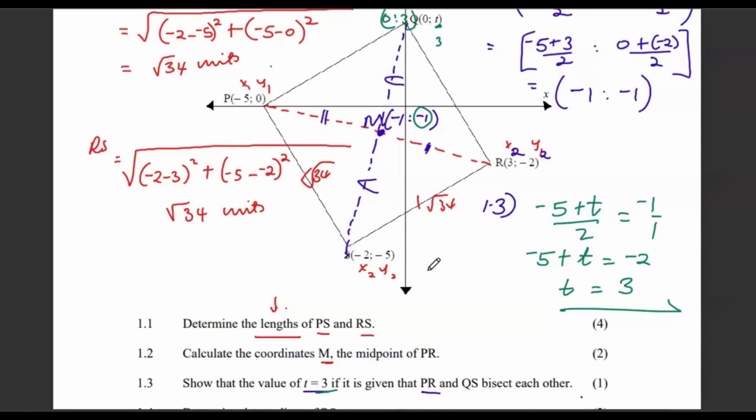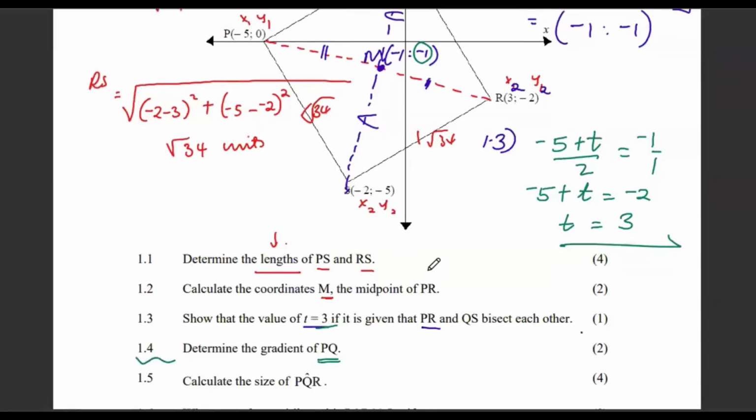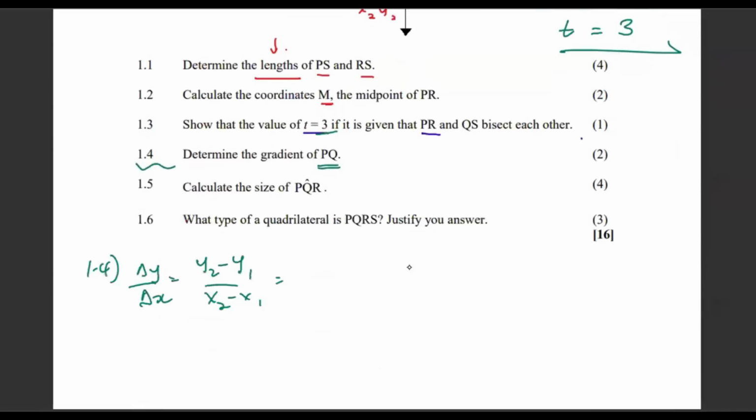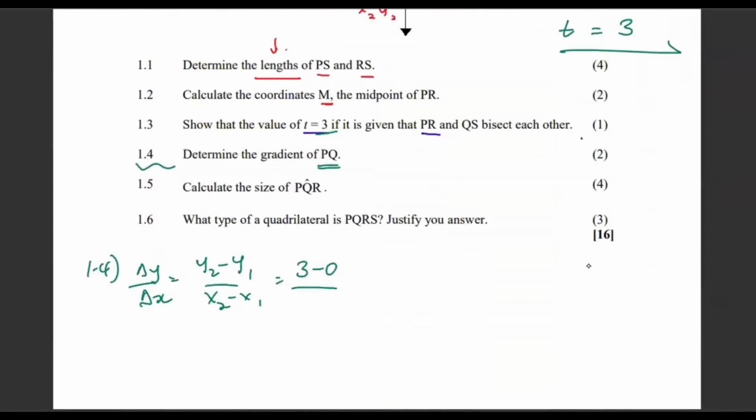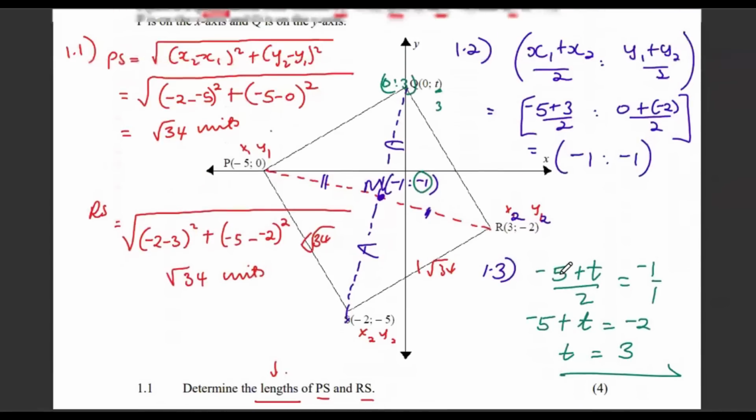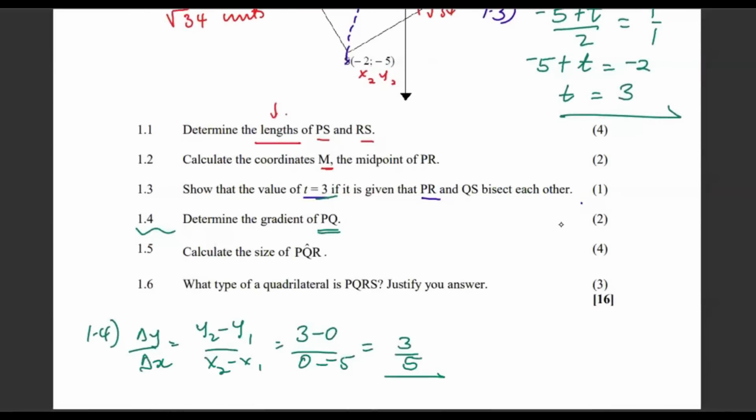So we're going to say 3 minus 0 over 0 minus minus 5. So this gives me a 3 over 5. We prefer leaving it as a common fraction as well, that is simplified. So the change in Y, which is 3, the change in X, which is 5. Okay, then they want the size of PQR.